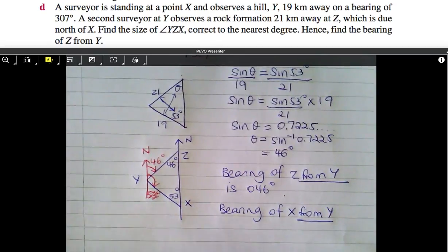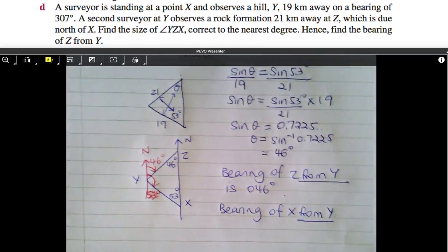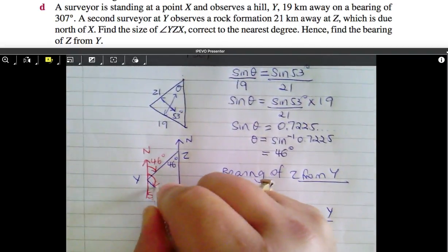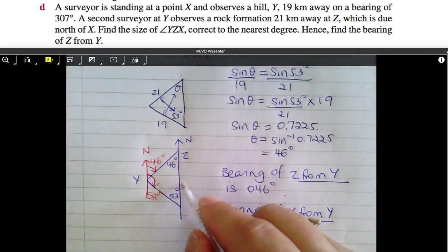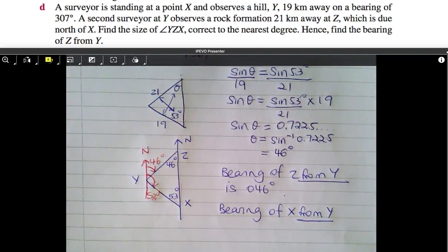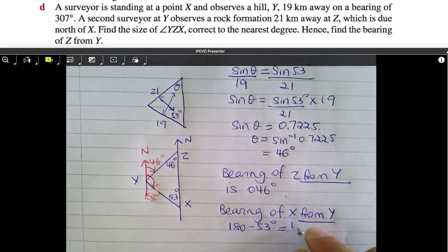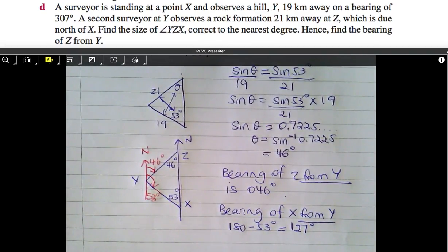You could do an angle sum of triangle, or that bit down here is good. That's another way. Yes, it is. So by alternate angles, this angle down here is 53. So the bearing of X from Y is 180 minus 53, which is 127. You could have done angle sum of triangle as well, work that out and gone 46 plus that, or you could do alternate and say 180 minus the 53. So there's a few different ways of doing it.